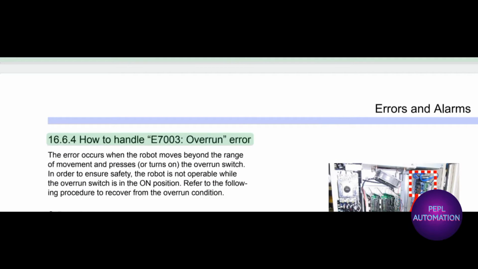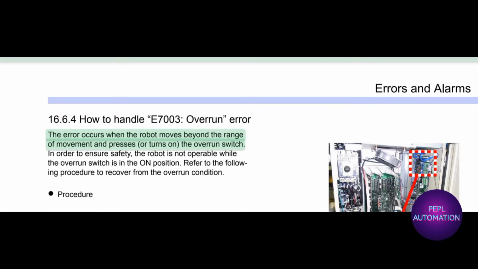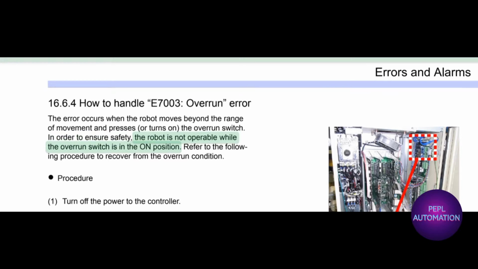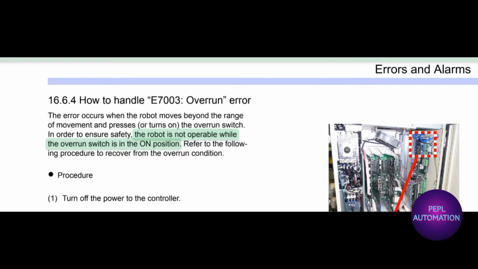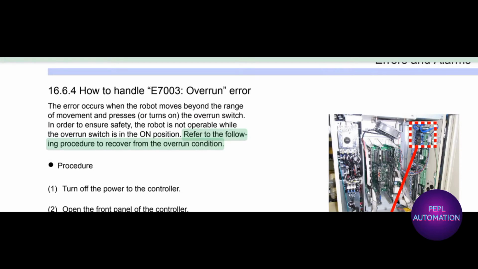16.6.4 How to handle E7003 overrun error. The error occurs when the robot moves beyond the range of movement and presses, or turns on, the overrun switch. In order to ensure safety, the robot is not operable while the overrun switch is in the on position. Refer to the following procedure to recover from the overrun condition.